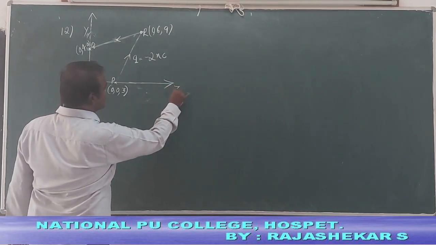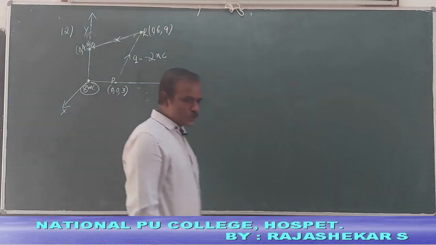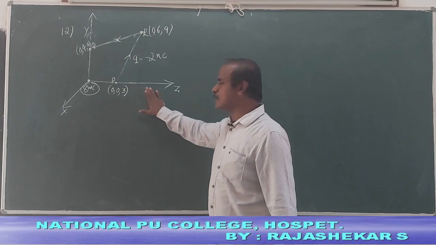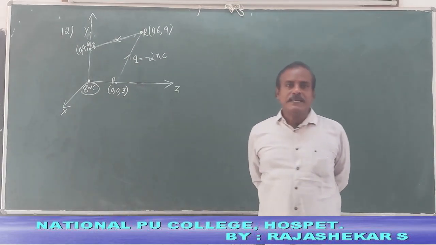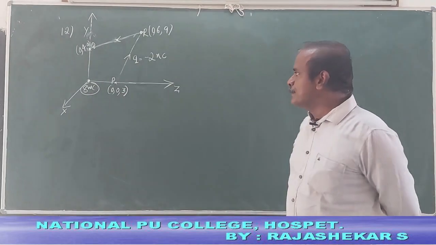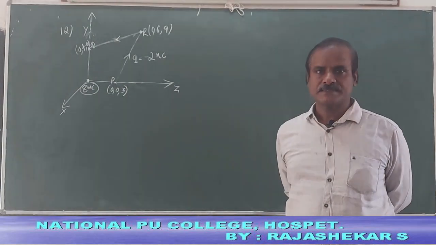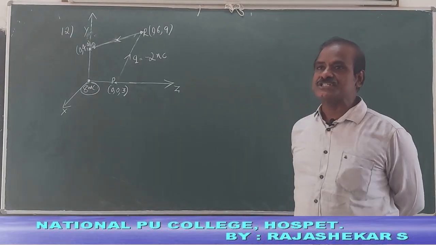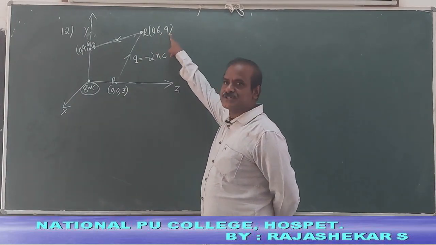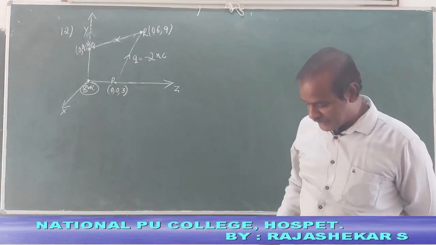This is z axis, this is y axis, this is x axis. Well students, observe carefully. This is the situation of the question, represented on the board. 8 millicoulomb charge at the origin, a point charge of minus 2 nanocoulomb moving from P along z axis to Q along y axis via R, which is in the YZ plane, 0, 6, 9. Remember, all the distances are measured in centimeter.